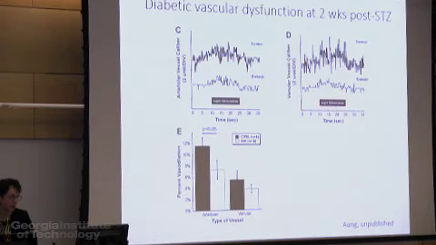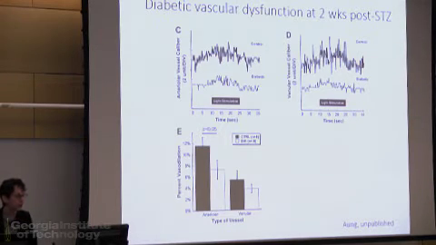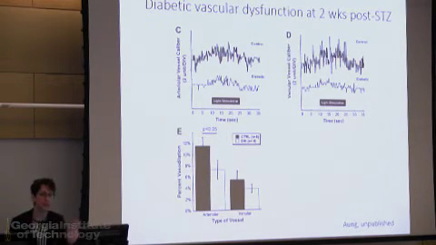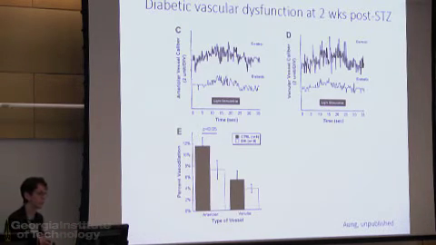All right, so we seem to have some sort of dysfunction in the neurovascular coupling, and other people have also published that. And note that this is very early. This is at 2 weeks post-STZ. So this is earlier than any of the other functional changes that I've shown you thus far.